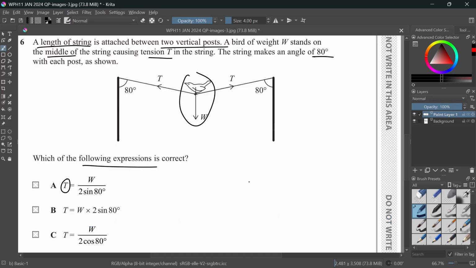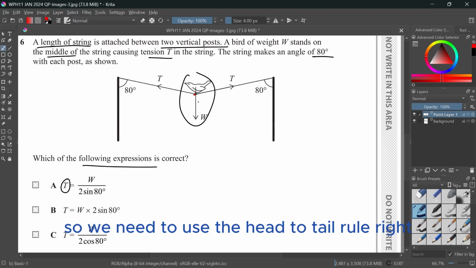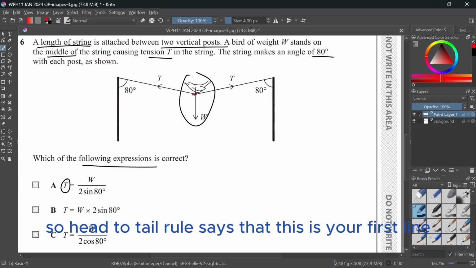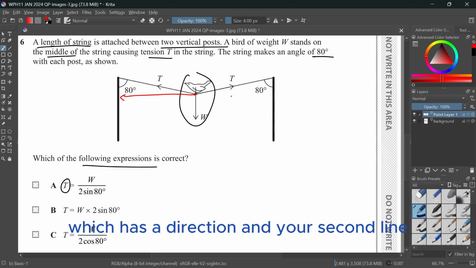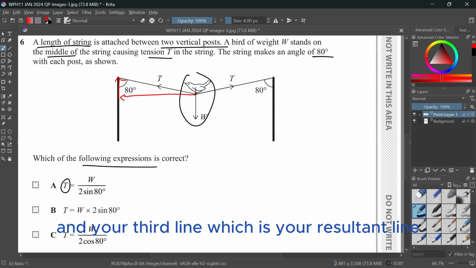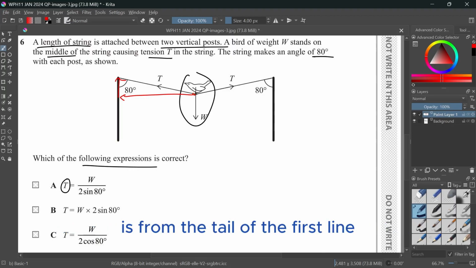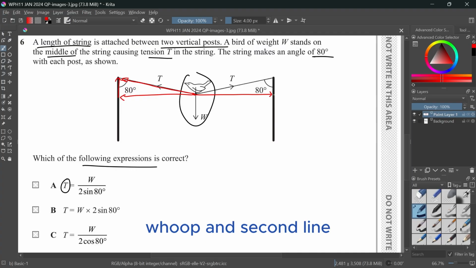Okay, so now we need to use the vector components in order to solve this question. So we need to use the head to tail rule, right? The head to tail rule says that this is your first line, which has a direction, and your second line starts from the head of the first line, right? And your third line, which is your resultant line, is from the tail of the first line to the head of the second line. It's the same thing here as well. Second line, and this is your right angle, causing a triangle.